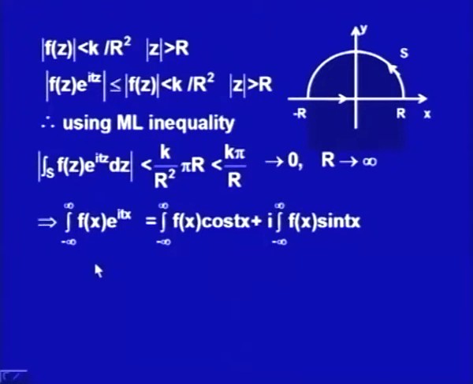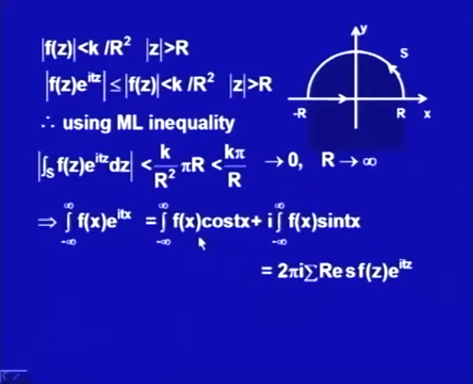Now, what we were evaluating are integrals of the form minus infinity to plus infinity of f(x) cos tx and f(x) sin tx. So let us use Euler's formula to write this integral as f(x) cos tx plus i times f(x) sin tx. Now, this should be equal to 2 pi i times the summation of residues of f(z) e^(itz), where the summation is over all the poles in the upper half plane. This is also a complex number.